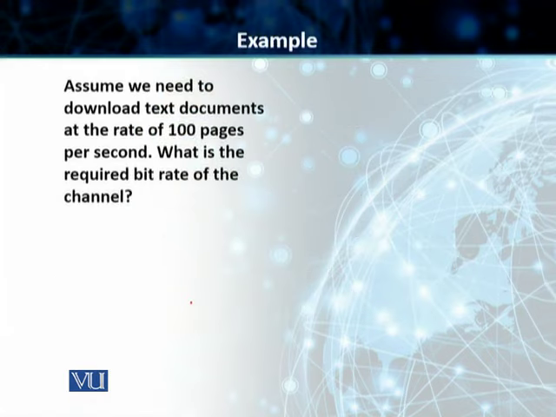Students, in the first example, we have an example where we need to download some text documents, and the rate at which we need to download these documents is 100 pages per second. And the question is, what is the required bit rate of the channel that we are going to be using? So we need to select a channel. In order to select a channel, we need to find out what the channel bit rate is going to be so that we can download this document at a rate of 100 pages per second.